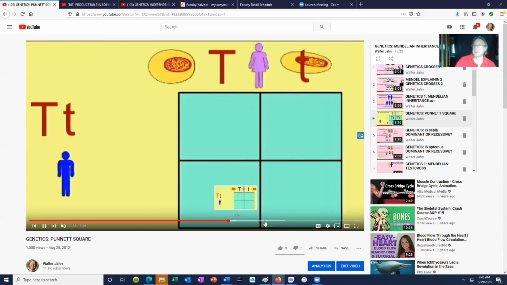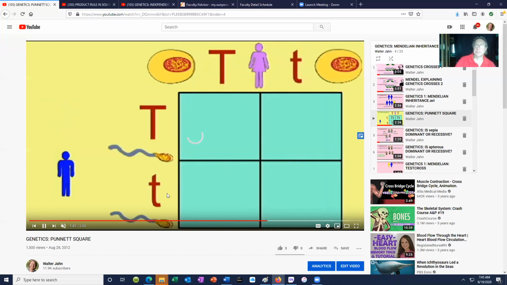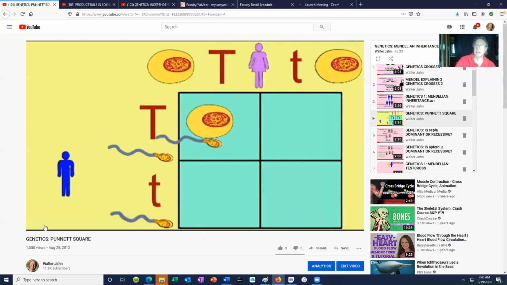So we can do it this way. And with independent assortment, I'll draw a larger Punnett square in a second. However, you could also do this a second way. You could do it mathematically and say that this man makes two kinds of sperm in equal proportion. So half the sperm have a dominant allele, half the sperm have a recessive allele. Half of this woman's ova have the dominant allele, half of this woman's ova have the recessive allele. What are the odds that a sperm with a dominant allele will fuse with an ovum with a recessive allele?